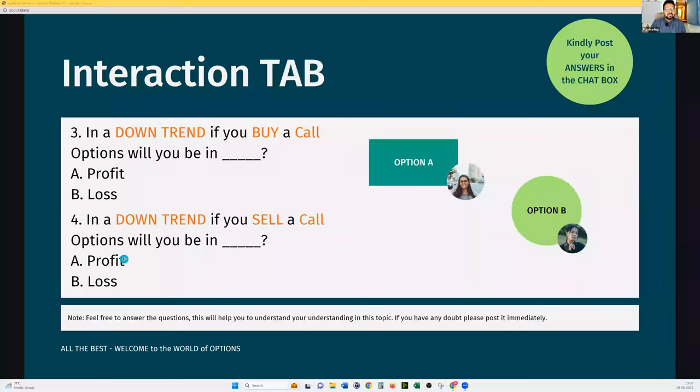Superb. You will be in profit. Okay. So when the market is coming down, the call option premium is going to decrease, right? So in that case, if you have that view of a bearish trend, then you can just sell a call option and you can make profit out of it. Okay. That's fine. Superb.